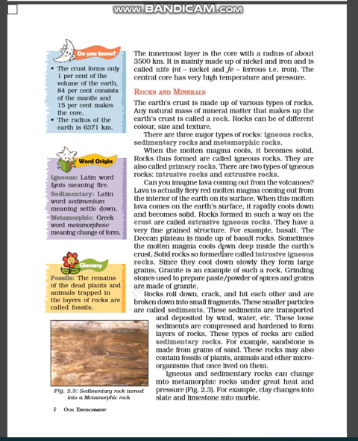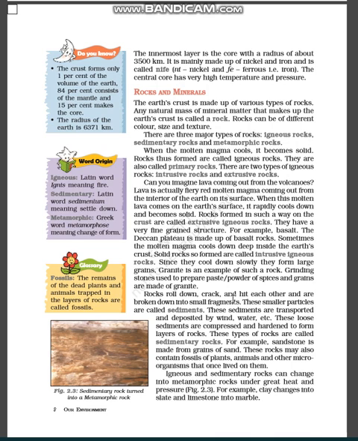Sometimes the molten magma cools down deep inside the Earth's crust. Solid rocks so formed are called intrusive igneous rocks. Since they cool down slowly, they form large grains. Granite is an example of such a rock. Grinding stones used to prepare paste or powder of spices and grains are made up of granite.